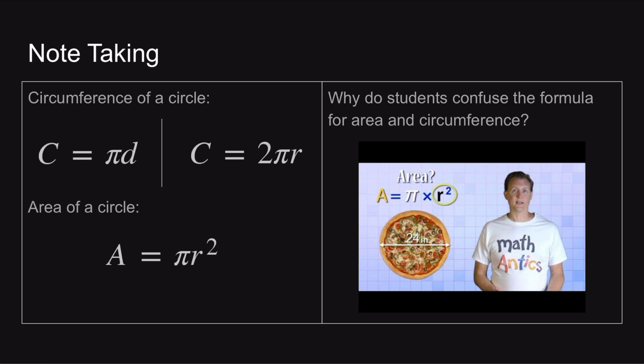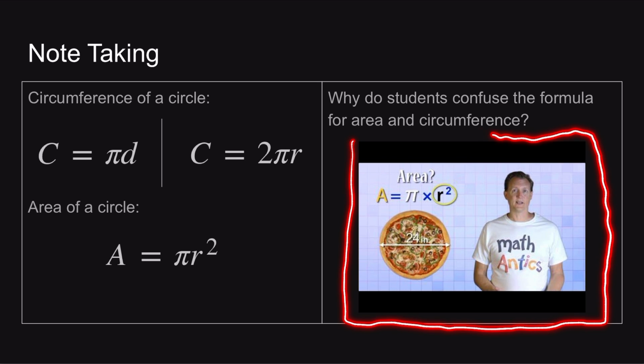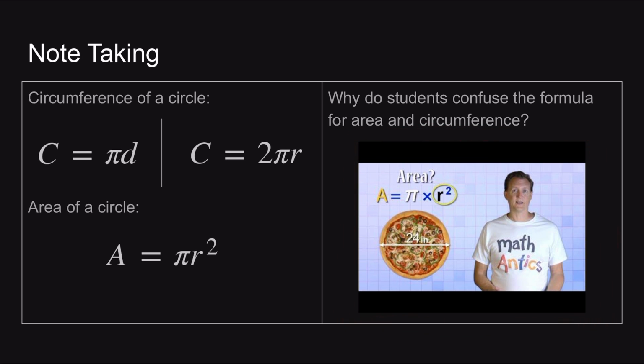All right, so go ahead and get these formulas in your notes. The circumference of the circle has two different formulas, and the area of the circle has one formula. Once you get those in your notes, go ahead and get this one question in your notes. Why do students confuse the formula for area and circumference? Once you have that question in your notes, go ahead and pause this video, go back to LMS, find the link, and watch our guy, Rob, back at it again with another Math Antics video. Go ahead and watch that now and then come back to this video.